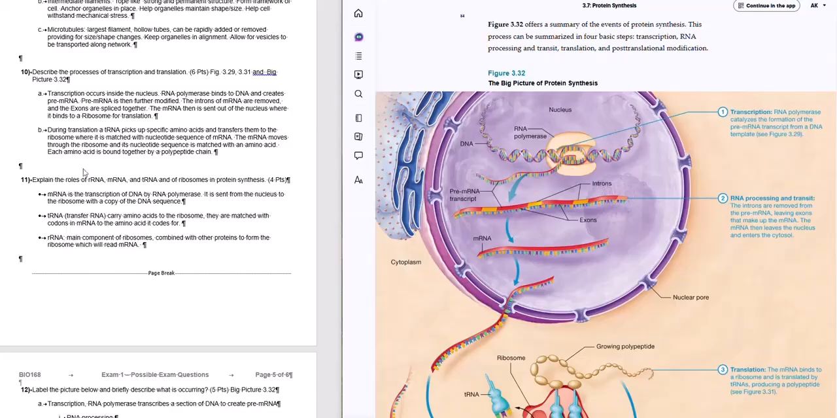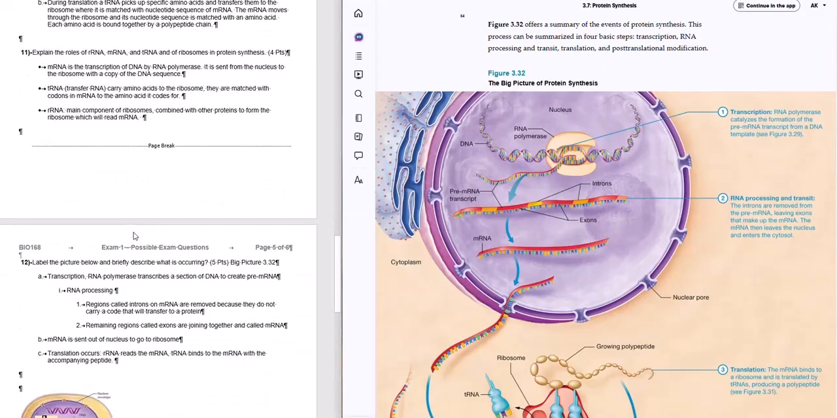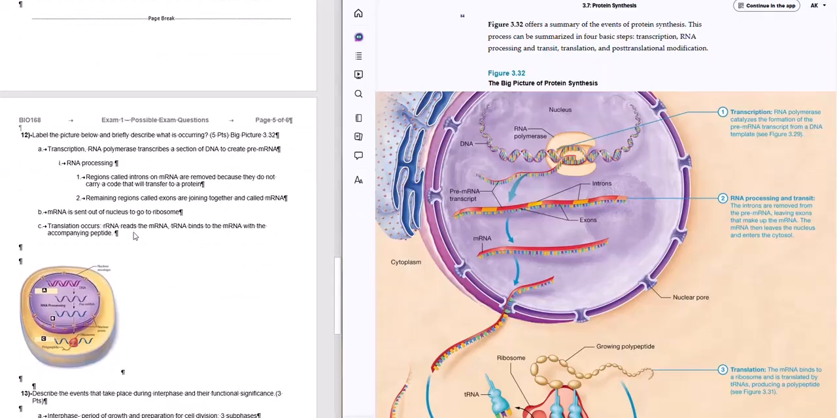So the details with questions 10 and 11 explain the roles of the rRNA, messenger RNA, and tRNA. We just kind of went over those. These are the functions of each of those. And then with question 12, label the picture below. It's basically the same thing as our big picture animation, which is Figure 3.32.